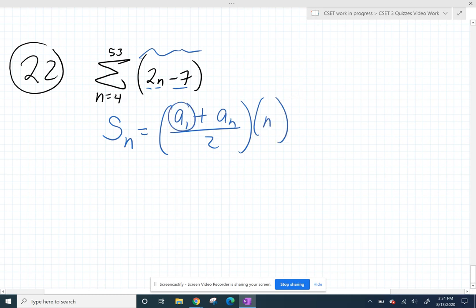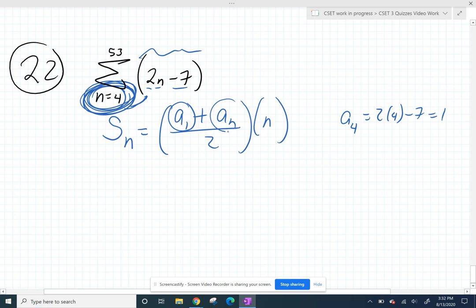This a sub 1 just in general stands for the first term. In this case, we're going to get our first term by plugging in where they're telling us to start. And they're actually telling us to start with the fourth term. So don't get too hung up over a sub 1. That a sub 1 in this case is actually going to be a sub 4. You always get that first term by plugging in whatever that is down there. So if I plug in a 4, I get 2 times 4 minus 7 is just 1.